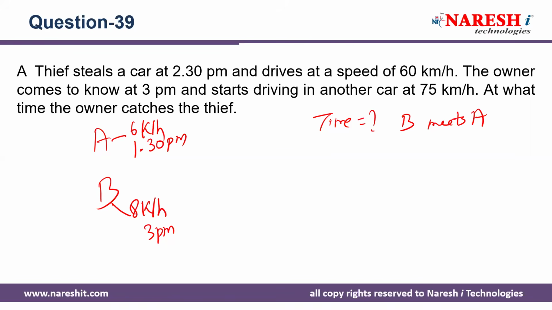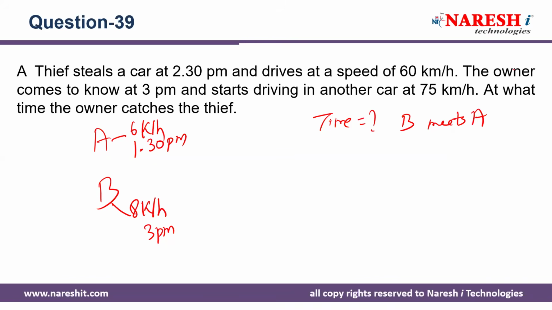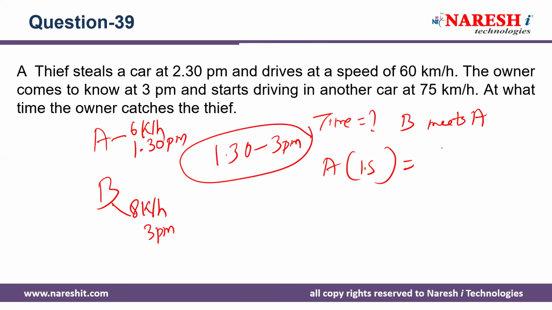How many of you got the answer? 4.5 hours, Nilad. Yeah, 4.5 correct. It will take 4.5 hours to meet, from 3 p.m., so 7:30 p.m. From 1:30 to 3 p.m., only A is running. In this 1.5 hours, A will already cover 6 plus 3, 9 kilometer, because in 1 hour it is 6, and in half an hour, 3. So in 1.5 hours, A will go 9 kilometer.